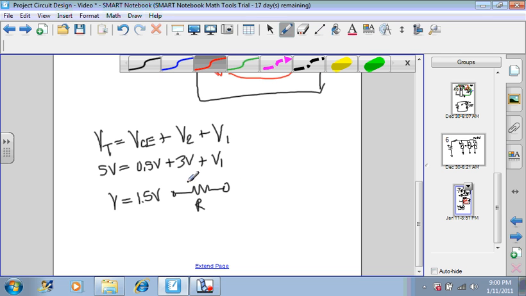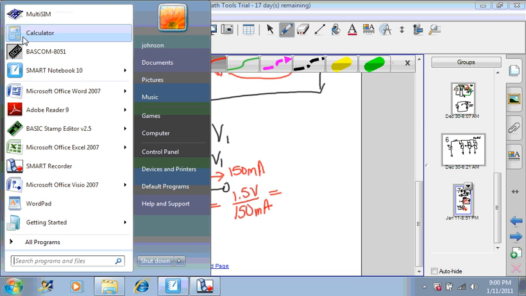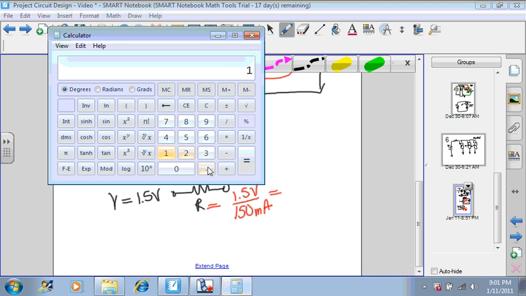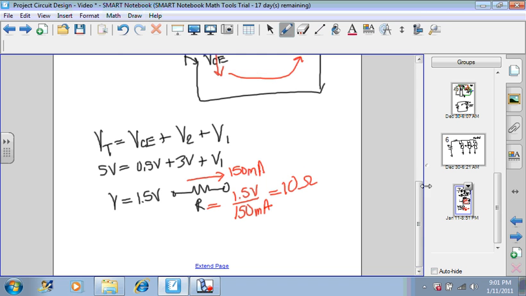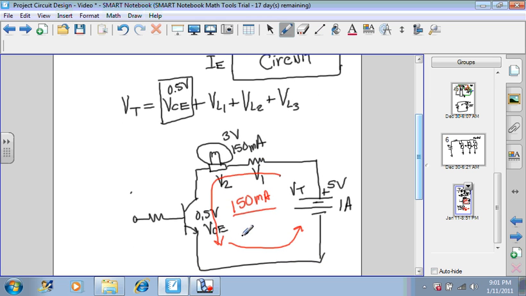So if we assume that the current through this resistor will be 150 milliamps, then now we have enough information to calculate the value of this resistor to make it true. 1.5 volts divided by 150 milliamperes, using our calculator, gives us 10 ohms. So we can use a 10 ohm resistor to help control the current in this series driver circuit.